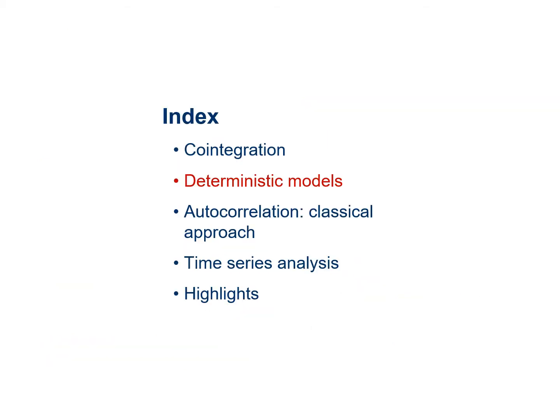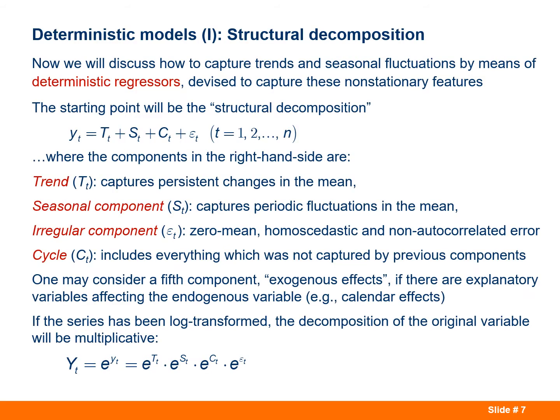Now let's talk about deterministic models. We will discuss now how to capture trends and seasonal fluctuations by means of deterministic regressors, that is, variables that we devise to capture these non-stationary features. The starting point is the structural decomposition. The structural decomposition of y_t is the sum of a trend component T_t, the seasonal component S_t, the cycle C_t, plus an irregular component epsilon_t.